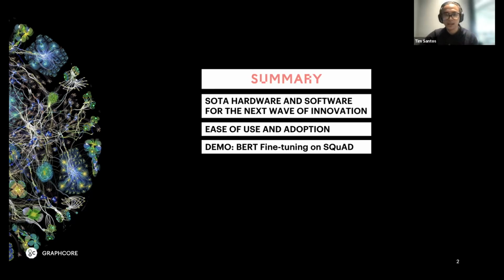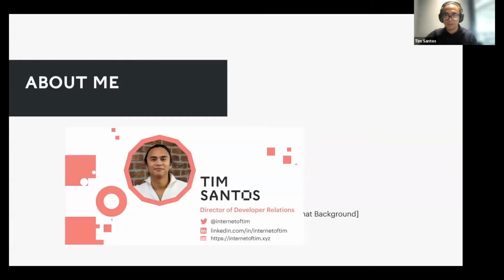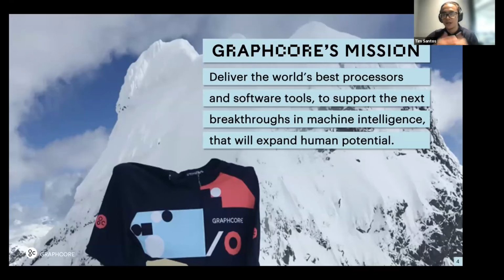So I'll just quickly have a recap. I'm Tim, Director of Developer Relations from Graphcore. Our mission at Graphcore is to enable the innovators, you data scientists, AI researchers, ML engineers, by providing both the hardware and software to help you find the next breakthrough in AI and beyond.